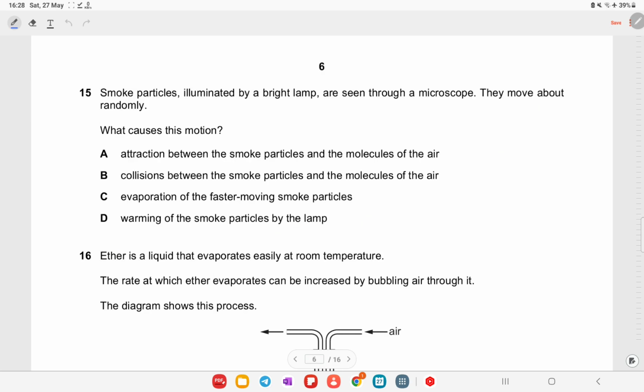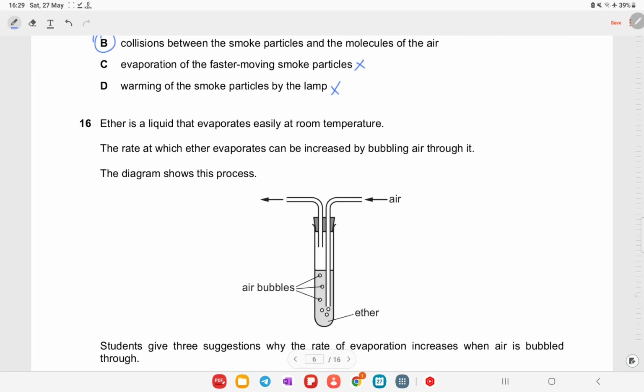Smoke particles illuminated by bright lamps are seen through a microscope. They move about randomly. What causes this motion? Attraction between the smoke particles and the molecules of the air? Now, a collision between the smoke particles and the molecules of the air, I think this is the right answer. Evaporation of the faster moving? No, this is also not possible. Warming of smoke particles by the lamps? No. So option B is your correct choice.